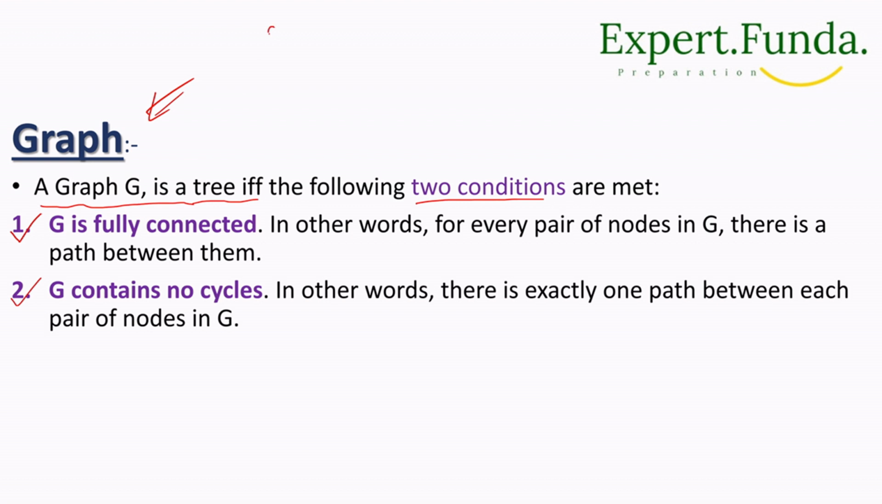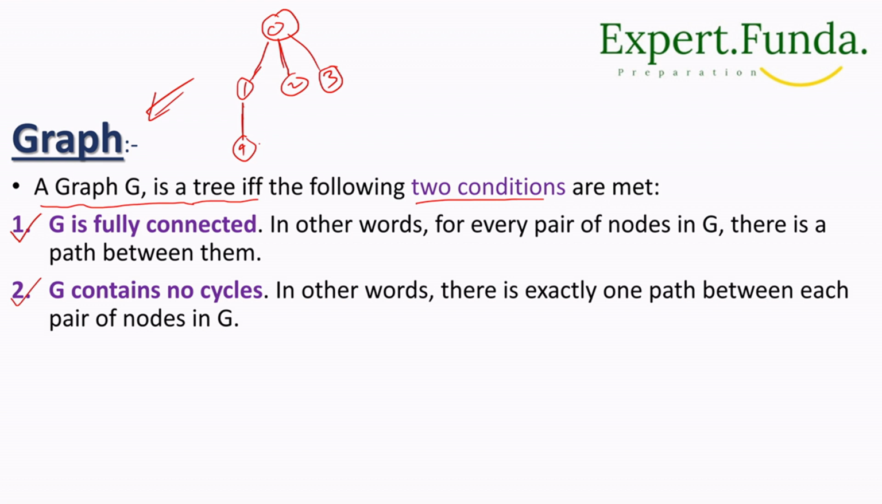In the first example we were talking about nodes 0, 1, 2, 3, and there was one node 4. All nodes are connected with each other: 1 is connected with 2, 2 is connected with 3, and 4 is connected with 1. So the first condition is satisfied, G is fully connected, and G contains no cycle. This graph doesn't contain any cycle.